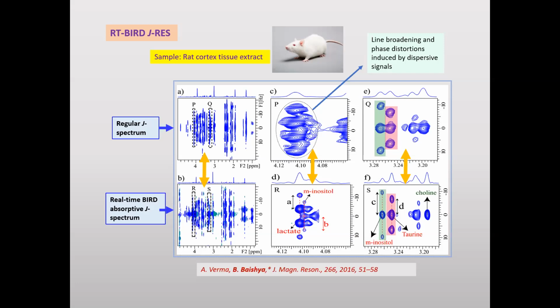In fact, we can say that these are ultra-high resolution multiplet information in the indirect dimension, and the direct dimension will be an ultra-high resolution pure shift spectrum. So the line narrowing can be achieved, as seen from panels E and F. Also, you can see that the real-time BIRD spectrum provides very nice line narrowing with very well resolved multiplet information.